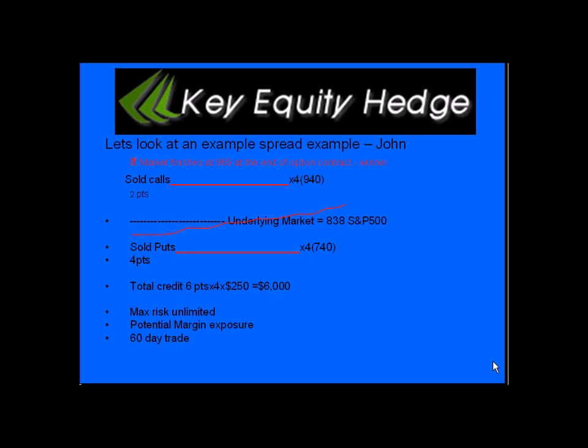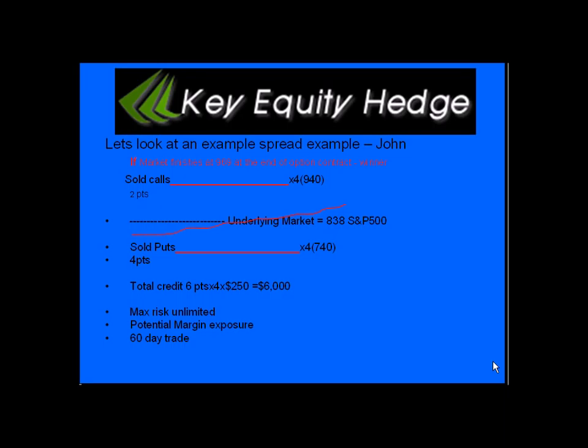He's selling 4 calls and selling 4 puts. The price of the S&P is doing that on the underlying index, the S&P futures, and he's selling S&P options, and the market's currently at 838. He's selling four of the calls at 940 and 4 puts at 740, and he brings in a total there of around about 6 points, which is $6,000. Now, he's not buying any protection, not buying any calls or puts.